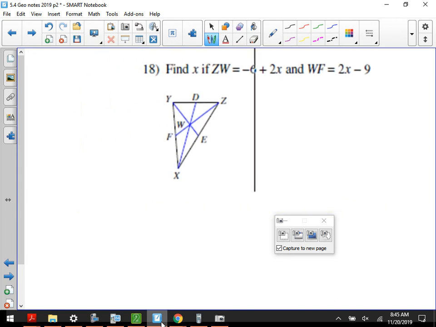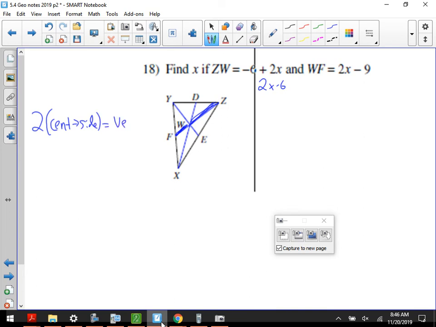That's a minus 6, right? I'm just going to write it as 2x minus 6. Are we okay with that? It says find x if ZW is that and WF is the other part. So you have centroid to side and vertex to centroid. So that's when you use one of those two. It's up to you which one you want to use. I would usually double the centroid to side to equal the other one because then I don't have to deal with the half.